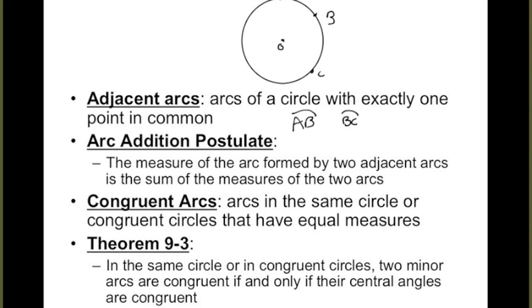For two arcs to be congruent, they need to have the same measure and either be in the same circle or be in two circles that are the same size or have the same radius. Otherwise, if you had a little tiny circle and a bigger circle, we couldn't really say that arcs are going to be the same in those. Right? So they have to have the same radius and the same measurement of degrees.